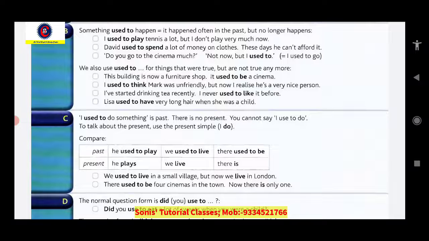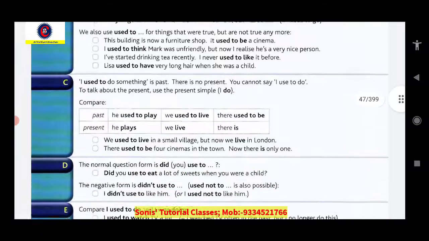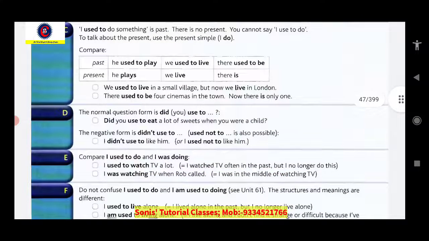Lisa used to have very long hair when she was a child. It means that she does not have such long hair now. So we use "used to" for things that were true but are not true anymore. Okay? When I say that somebody used to do something, it means we are talking about the past.